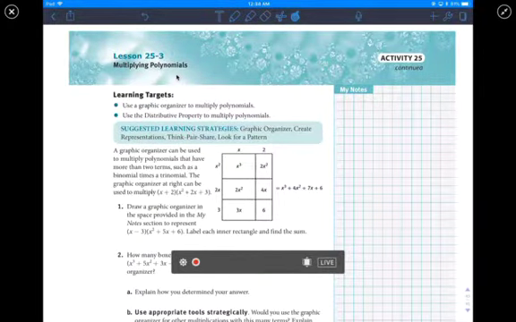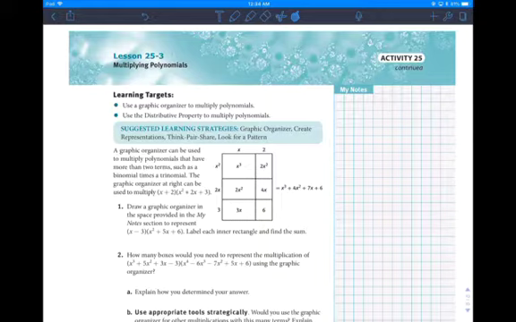Hey class, so we're gonna continue with the learning. This lesson is 25-3, so I hope you had a chance to do a lot of work on multiplying polynomials and adding and subtracting polynomials. So this one is still multiplying polynomials.